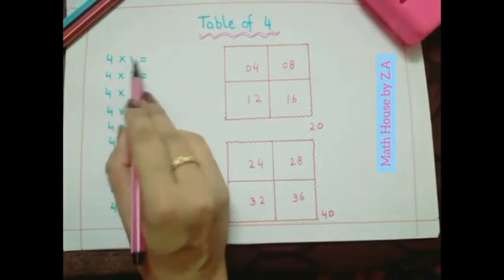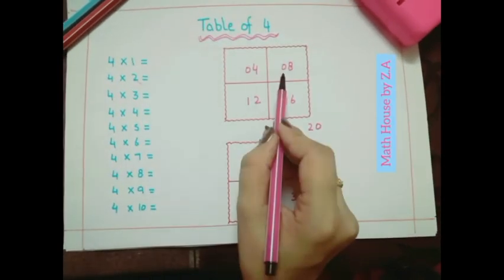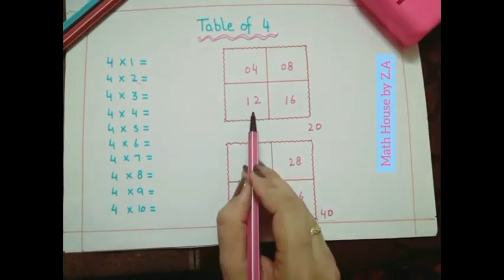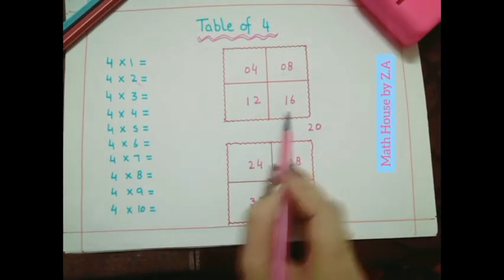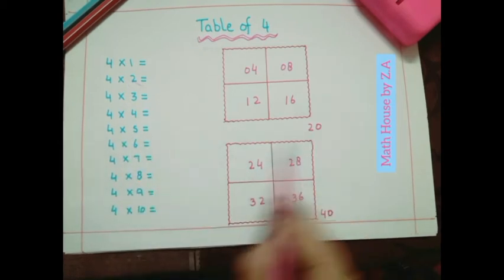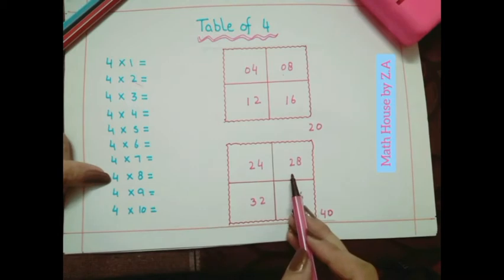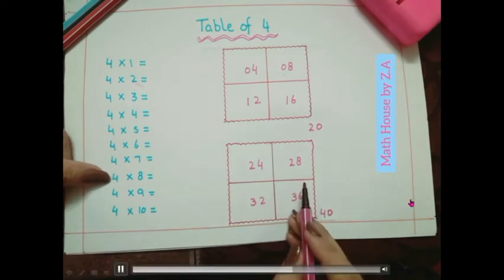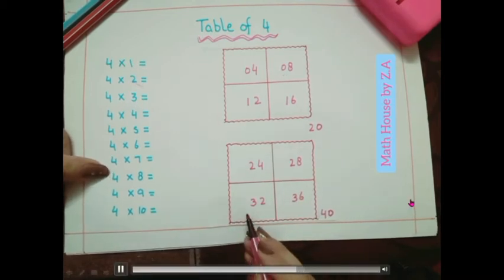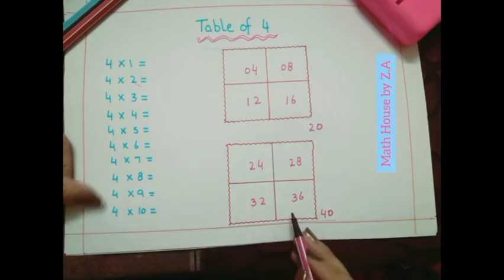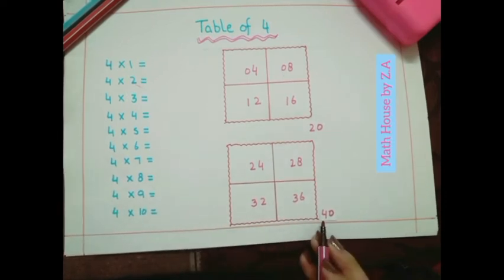So 4 ones are 4, 4 twos are 8, 4 threes are 12, 4 fours are 16, 4 fives are 20, 4 sixes are 24, 4 sevens are 28, 4 eights are 32, 4 nines are 36 and 4 tens are 40.